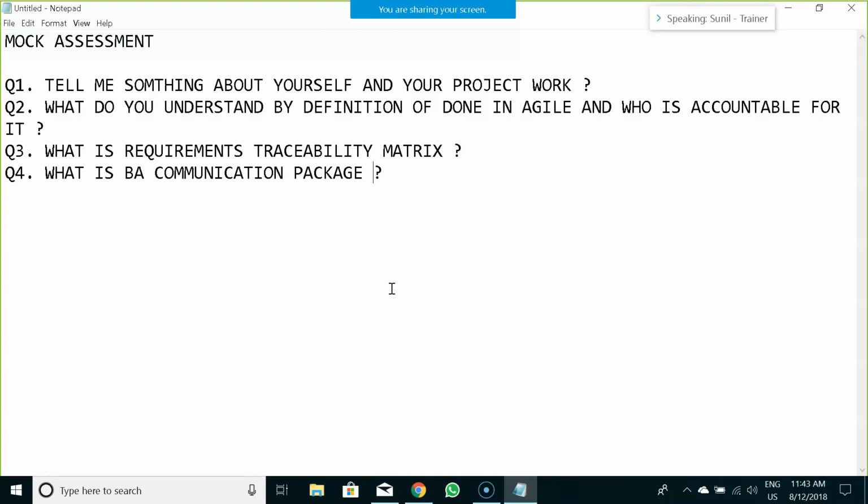So you first have to identify the stakeholders present in your project. Then you have to group them based on their interest, and then you have to decide the package, like what you need to share with which group of stakeholders, because you cannot share everything with everyone. Okay.